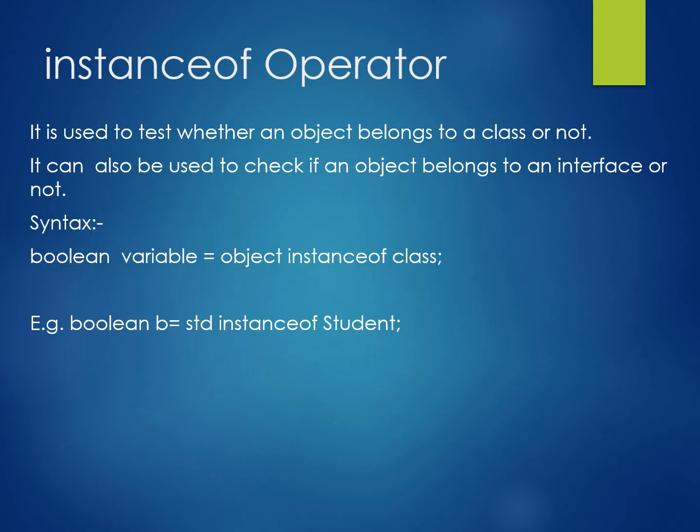Now we come to the instanceof operator. It is used to test whether an object belongs to a class or not. It can also be used to check if an object belongs to an interface or not. Syntax is like boolean variable equals object instanceof class. So here we can check, for example, whether std is an instance of the student class or not. If it is, then boolean p will be true, otherwise false.